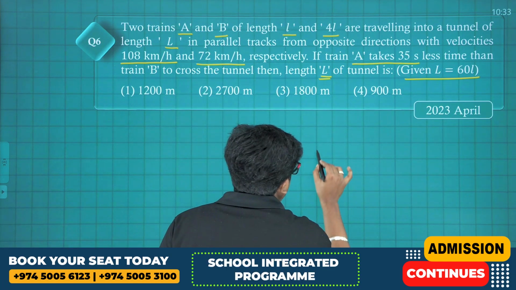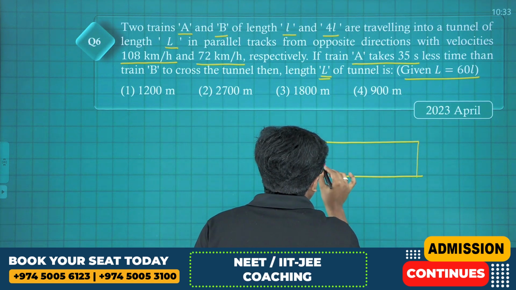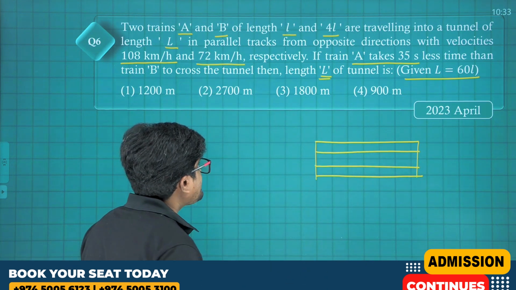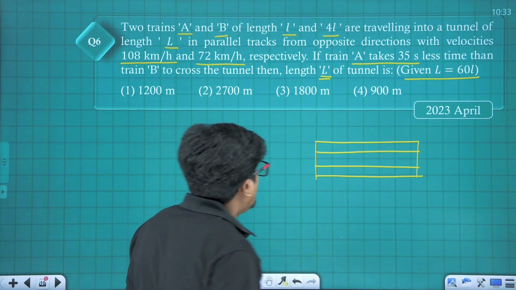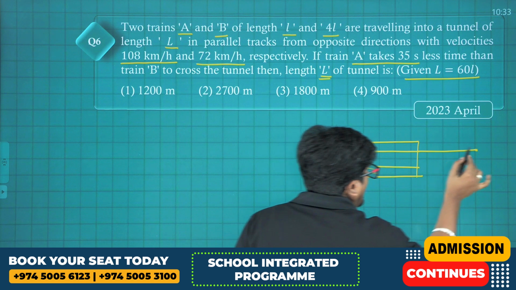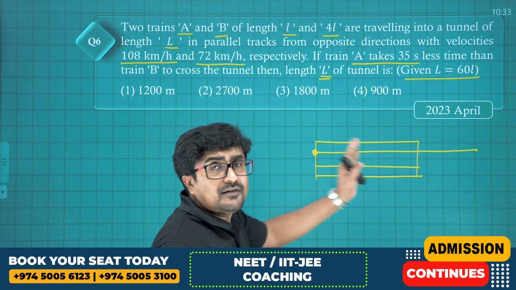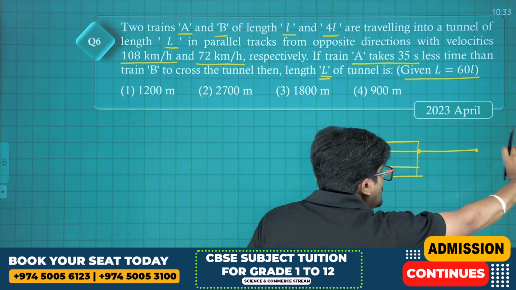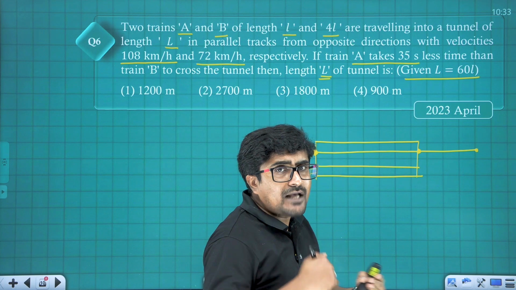So let this be the tunnel, and let these be the 2 tracks. Okay, fine. Now once train A crosses the tunnel, of course here the train will enter and here the train will leave. So here this is the point where the engine enters the tunnel and here this is the guard room. So the guard room will be leaving this particular point. So once the guard room leaves the tunnel, then we can say that the train has crossed the tunnel.